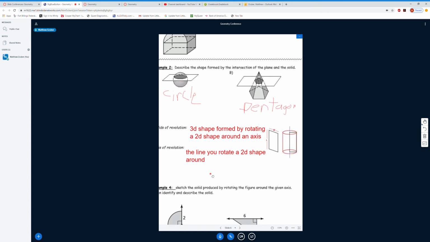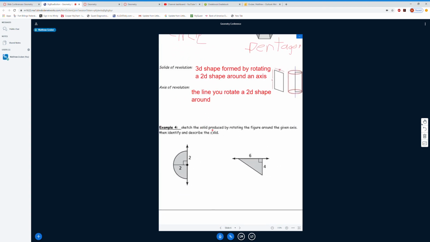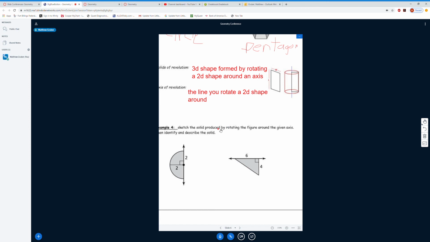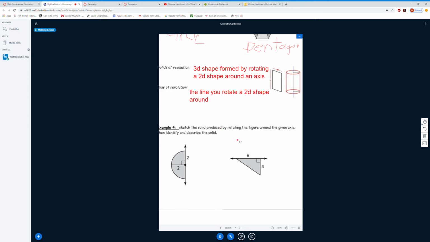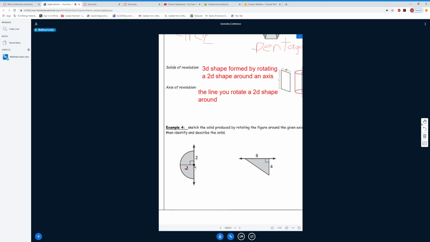So let's think about what type of solid. Sketch the solid produced by rotating the figure around the given axis, then identify and describe the solid. So I've got a circle here. Imagine I'm going to rotate that circle in 3 dimensions. Imagine that circle coming out towards you and rotating all the way around. What is that going to form? That's going to form a sphere.